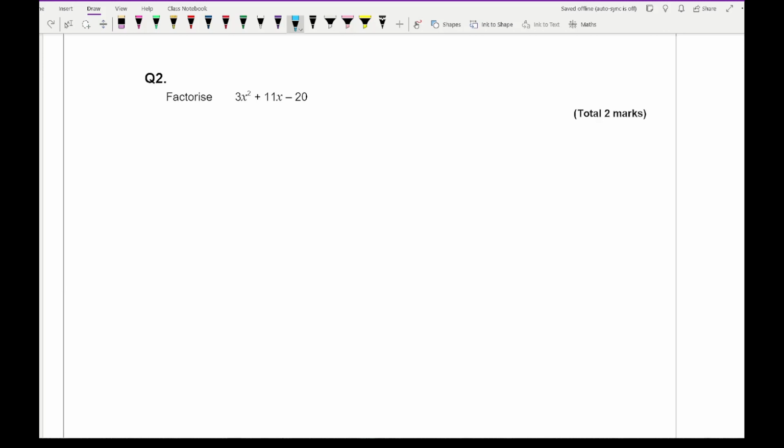So for this, I'm going to go through the analytical way, or the algebraic way of working this out. So here, if I multiply the coefficient of x squared by the constant, I end up with minus 60. So what I need to do is find two numbers that multiply together to give me minus 60, but added together give me the coefficient of x, which is 11. And here my two numbers are going to be 15 and 4, and it's going to be plus 15 and minus 4.